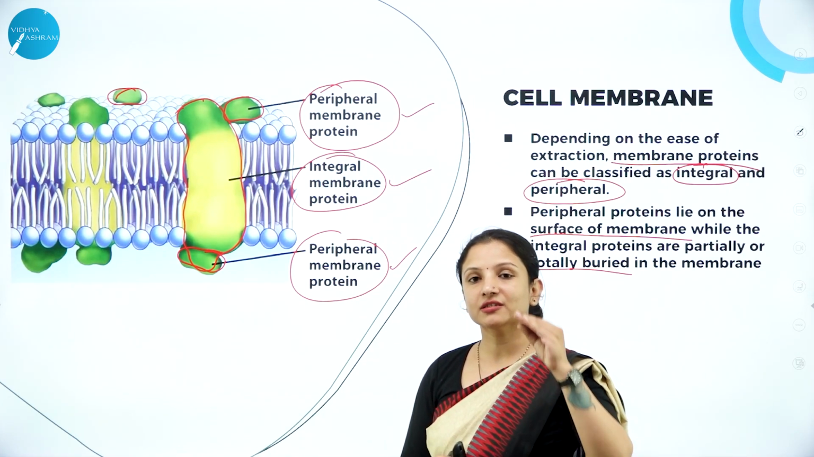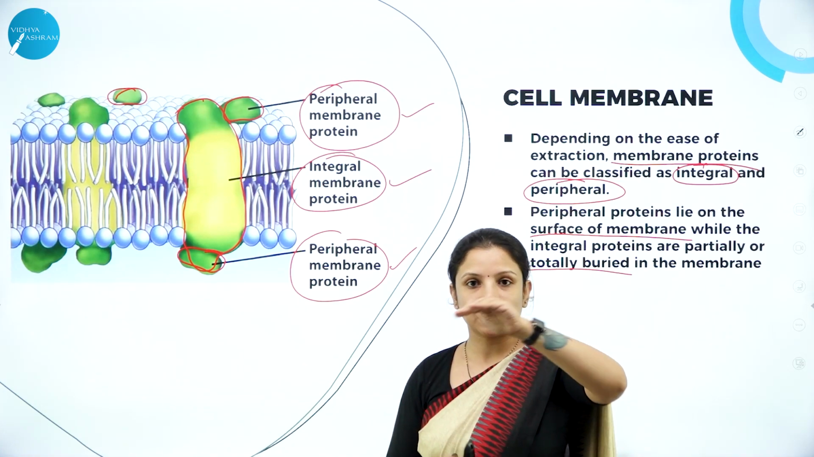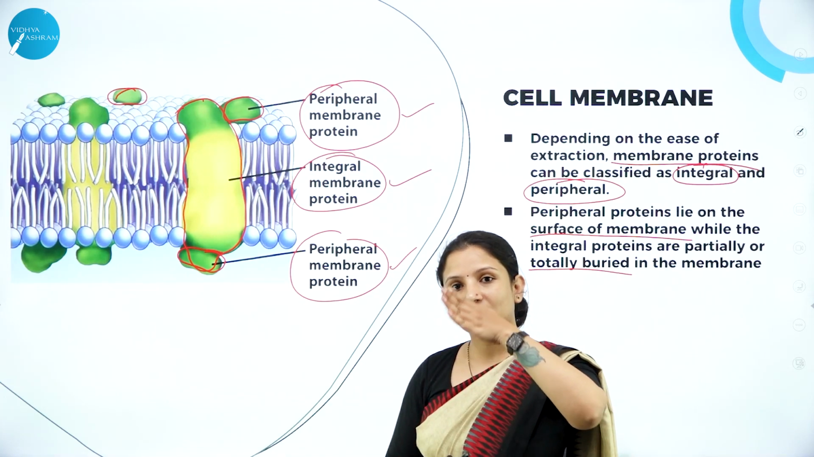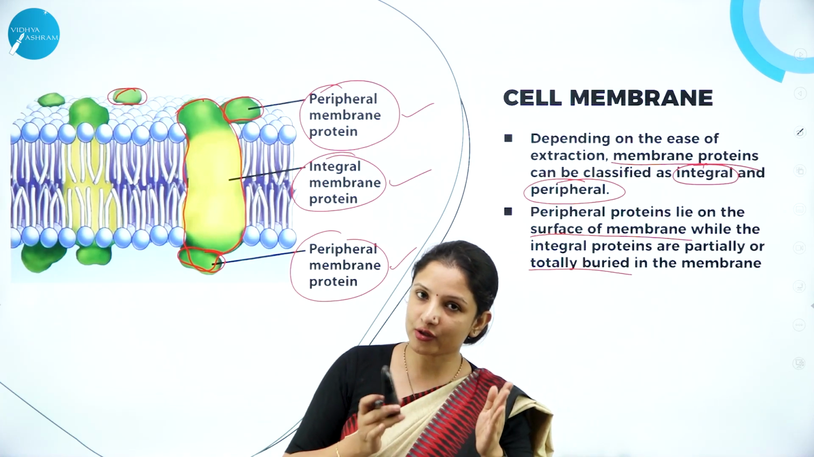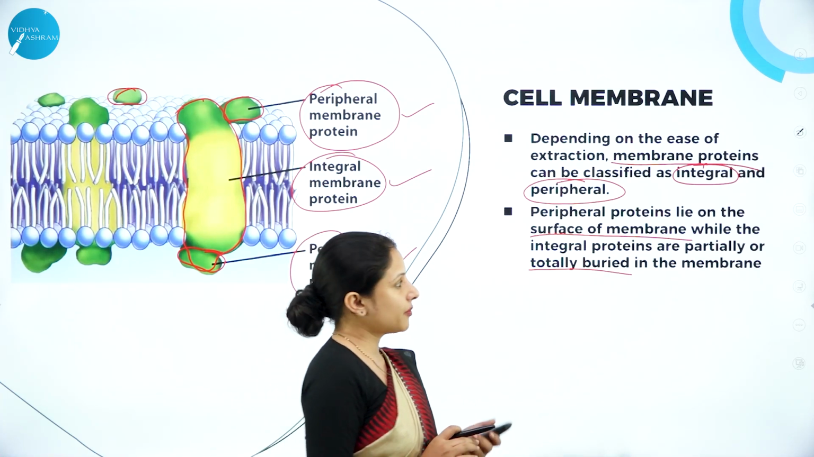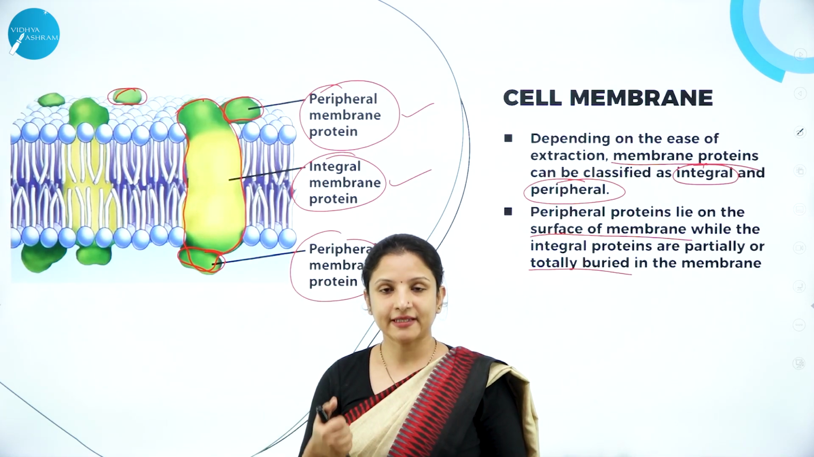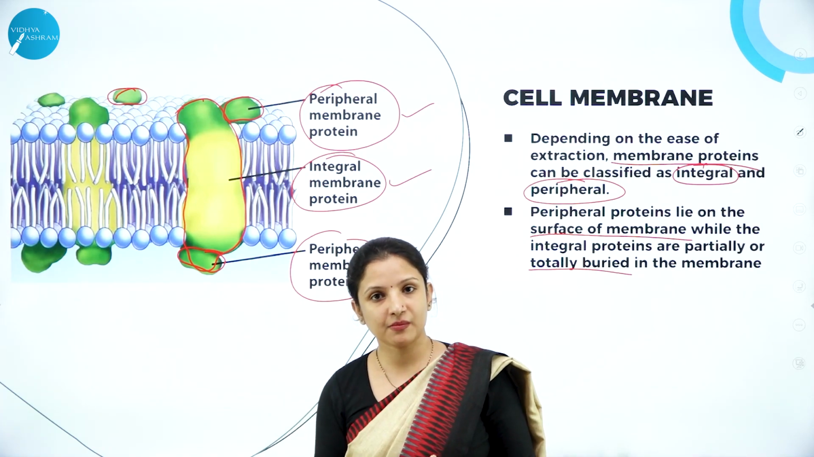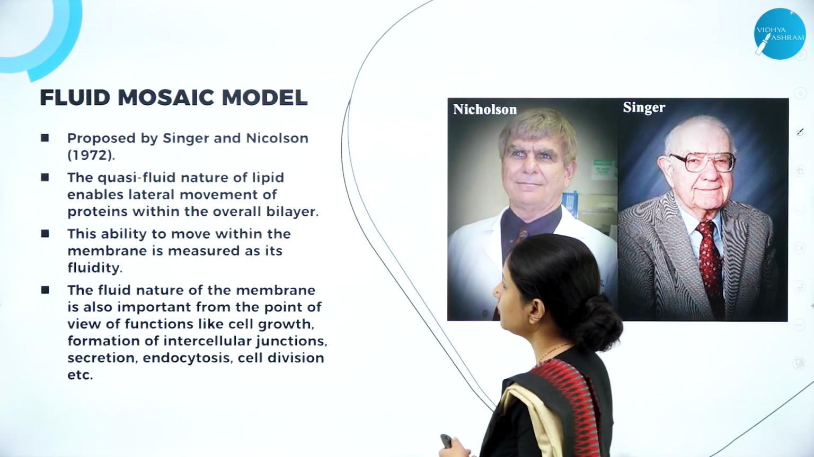Peripheral membrane proteins are always present towards the surface, on the edges. They are present on the head of the lipid bilayer, whereas integral proteins are always embedded or buried totally or partially within the plasma membrane or the cell membrane. So the cell membrane is made up of lipids, especially phospholipids, and proteins, which are integral proteins and peripheral proteins. So far we know about this.